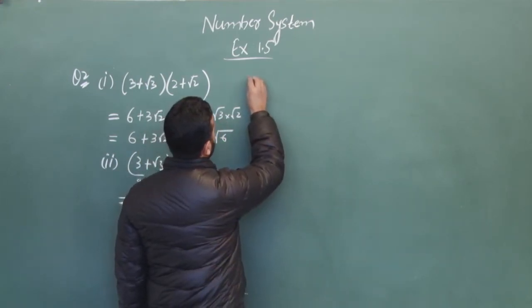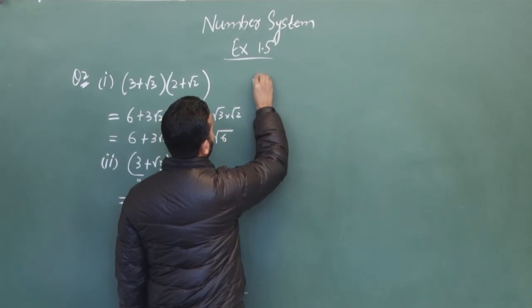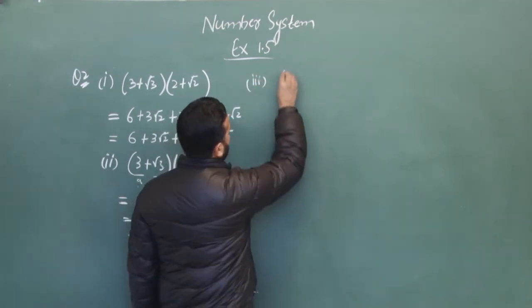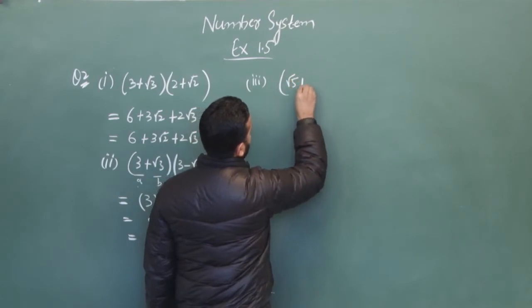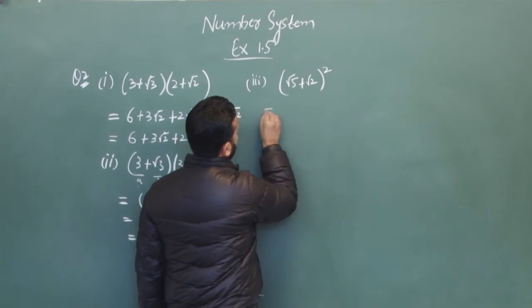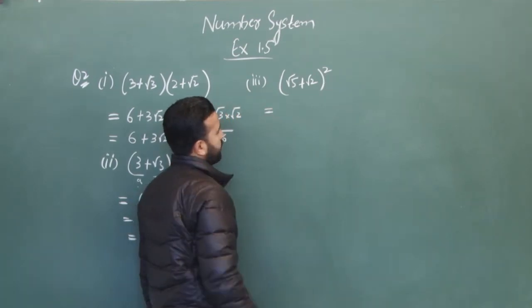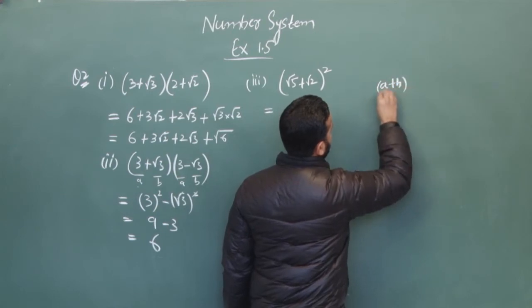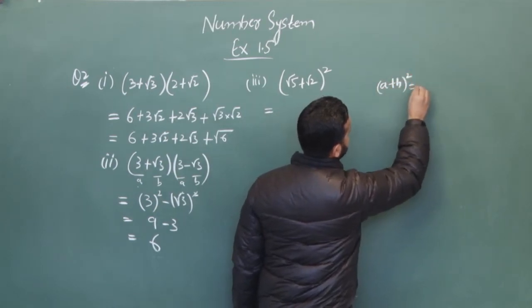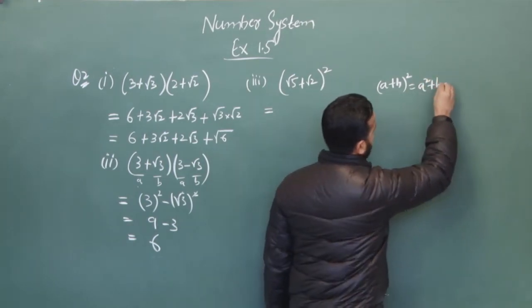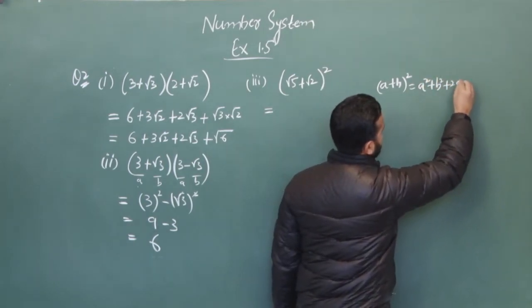Let us take the third one, that is root 5 plus root 2, and it is whole square. Again you can see it is of the form a plus b whole square, and you know this result, that is equal to a square plus b square plus 2ab.